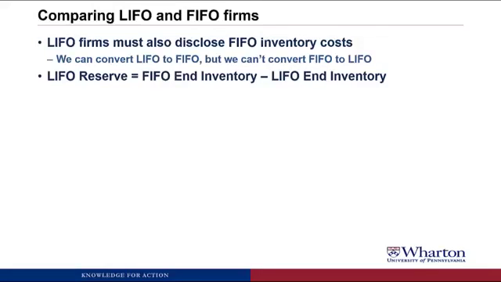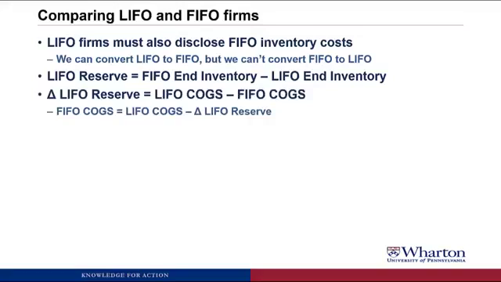We're going to get a disclosure of something called the LIFO reserve. The LIFO reserve is the difference between what the ending inventory would be under FIFO and what it is under LIFO, which is what's shown on the balance sheet. To adjust the income statement, we can use the fact that the change in the LIFO reserve is equal to the LIFO COGS minus the FIFO COGS. And by the way, I'm not going to derive all these equations for you. You can just trust me that the math all works out.